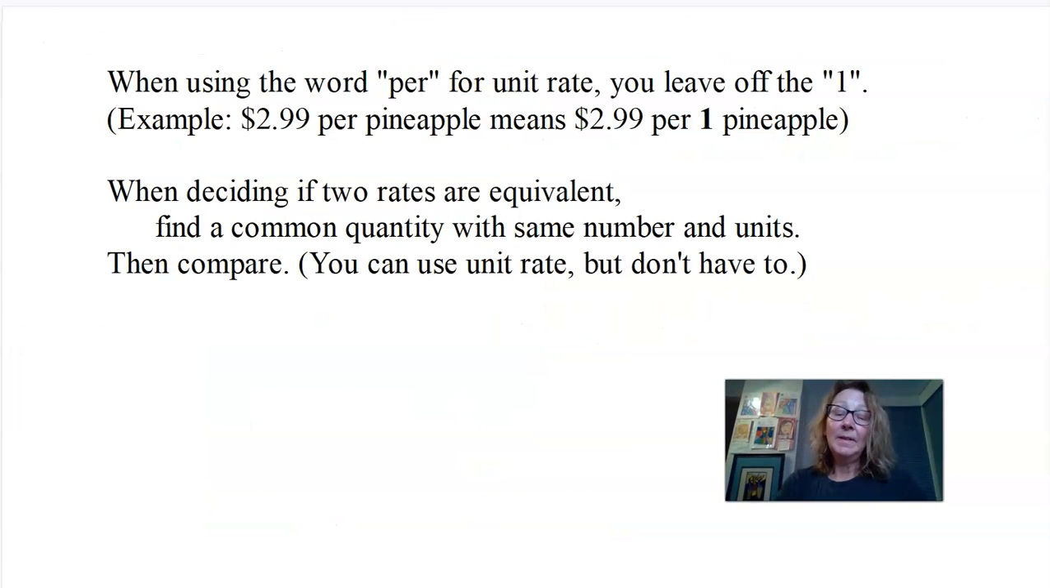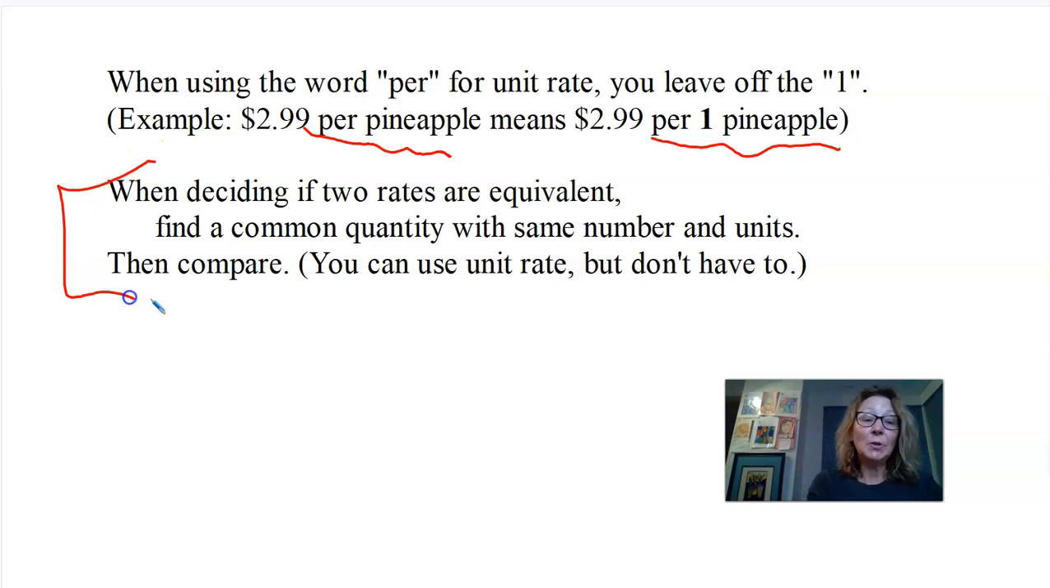Okay, so I mentioned this last week, right? When we talk about per something, what we really mean is per 1, but we leave off the 1. And then I'm just showing you, again, in words, what I just showed you with the QD example. You can find a common quantity, or you can find a unit rate. Those are pretty much your 2 choices.